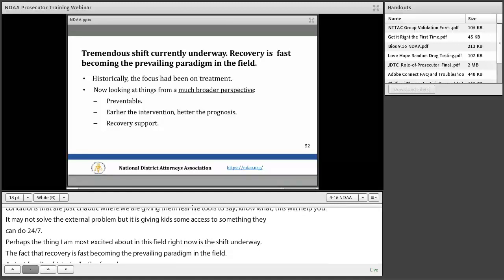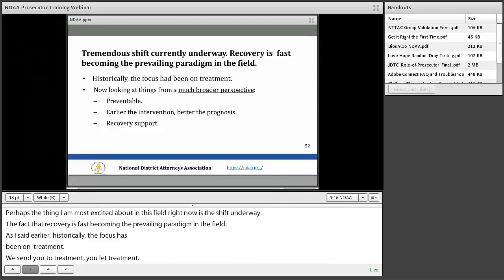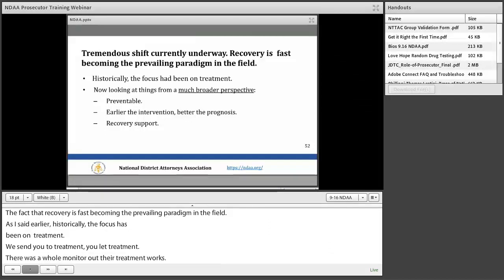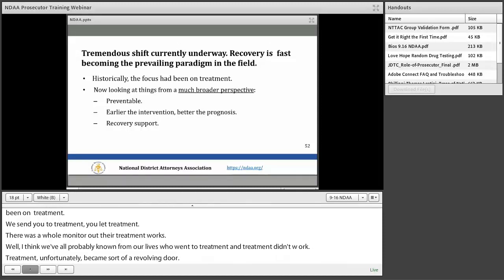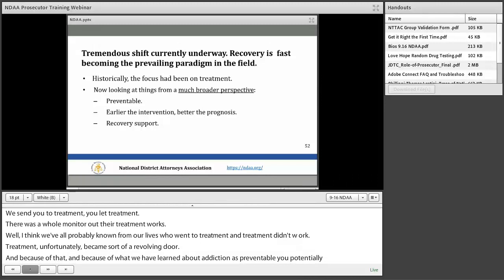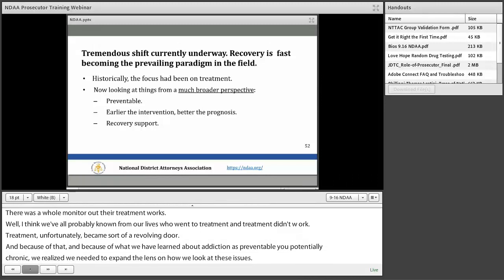Well, I think we have all probably known somebody in our lives that went to treatment and treatment didn't work. And treatment, unfortunately, became sort of a revolving door. And because of that, and because of what we've learned about addiction as preventable yet potentially chronic, we realized we needed to expand the lens on how we looked at this issue. So now we're looking at things from the much broader perspective of a recovery-oriented system of care.